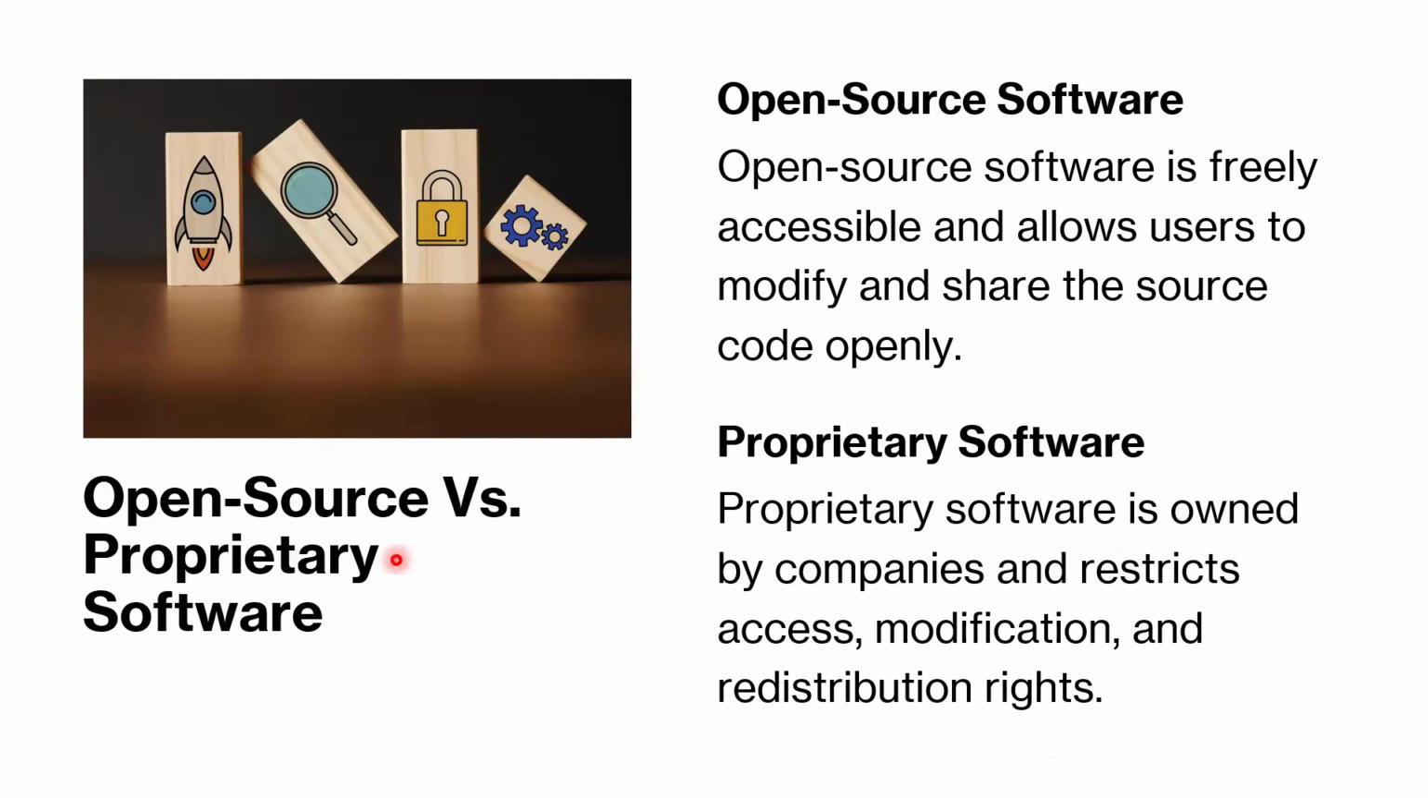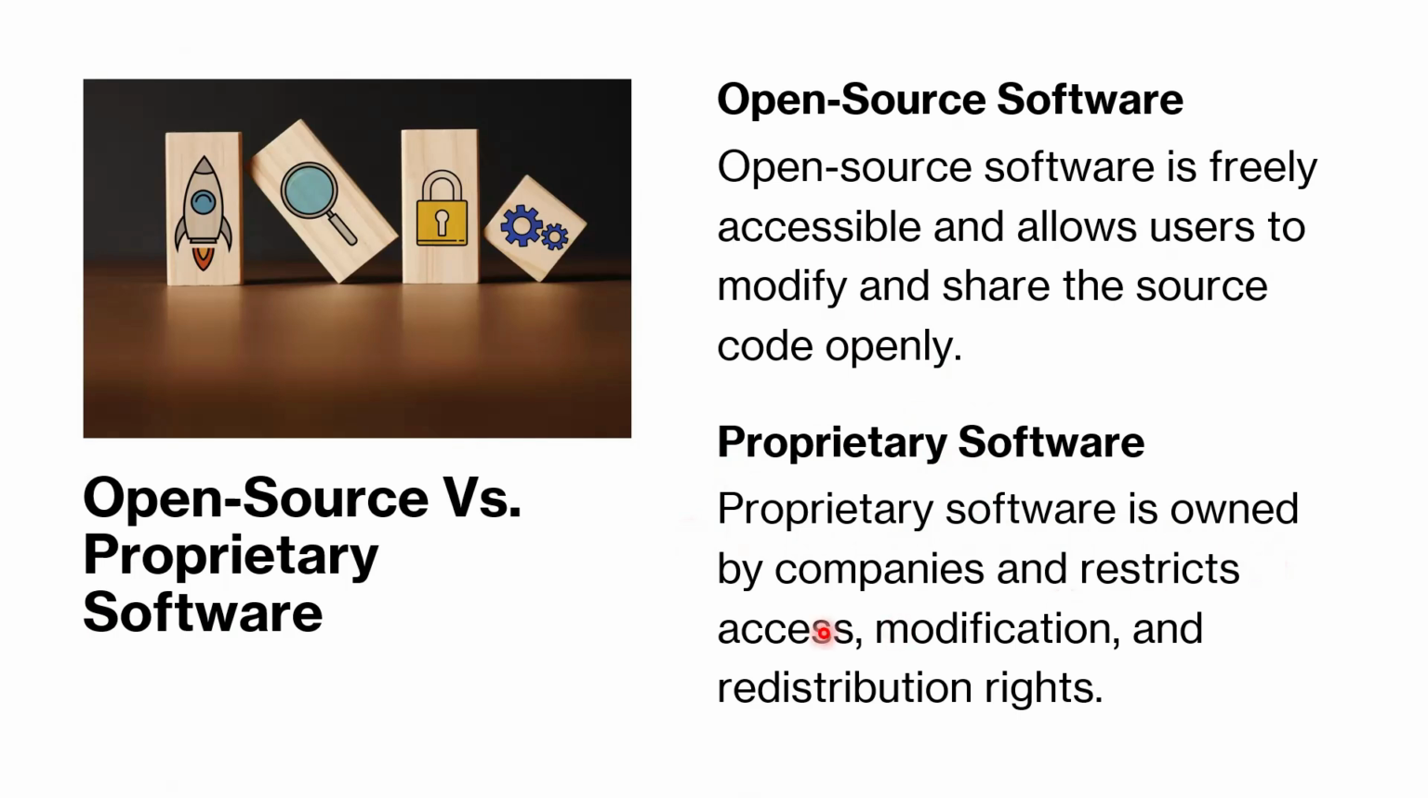Open source versus proprietary software. Open source software is freely accessible and allows users to modify and share the source code openly. So with open source software we can also contribute and enhance the functionality. Open source means its source code is freely available. Anybody can access it.